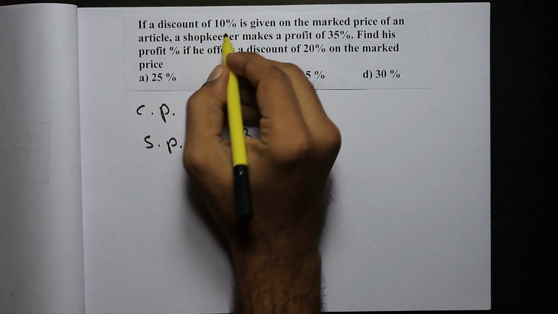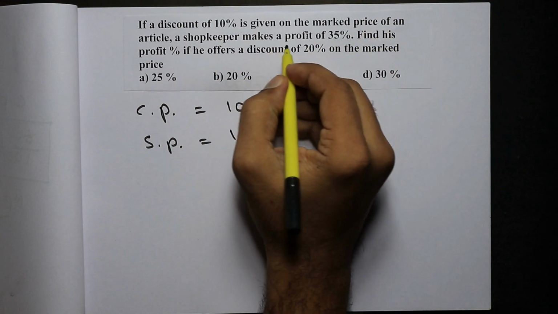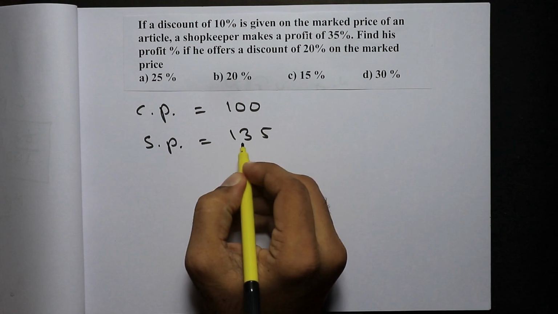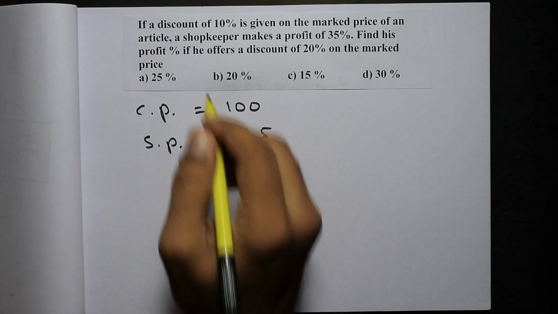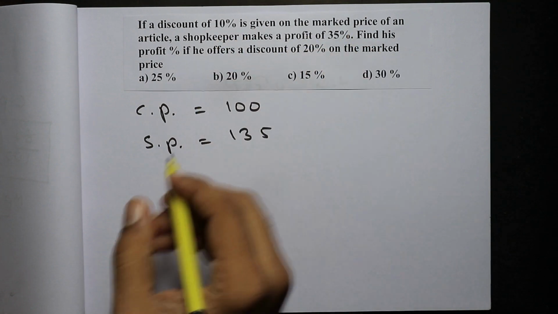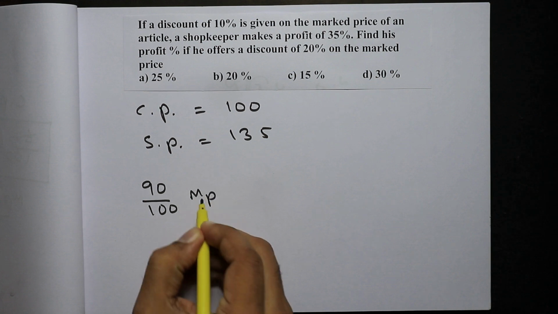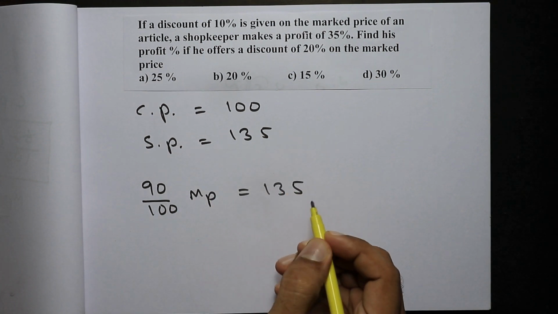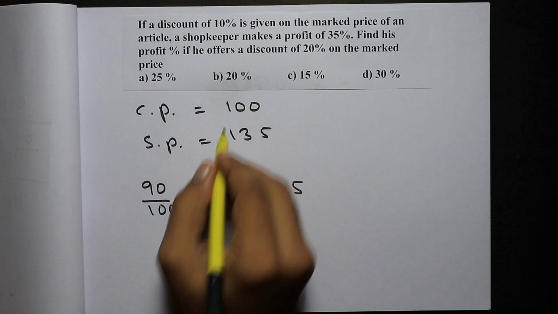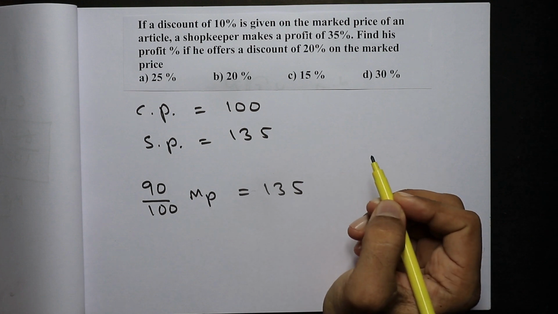Now if he is giving a 10% discount on the mark price, then his selling price has to be 135, so that he'll get 35% profit. He's giving a 10% discount on the mark price, which means he will get only 90% of the mark price, and this should be equal to 135. So he will get 35% profit because we are assuming that the cost price is rupees 100.